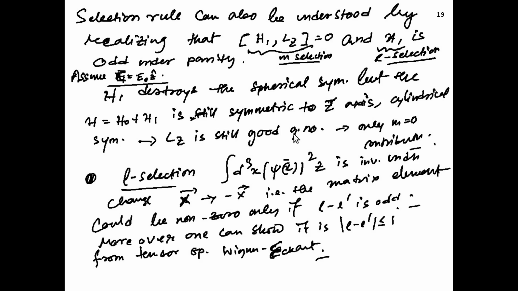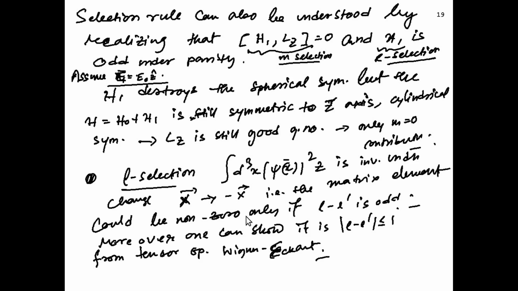So you get this contribution, and the L selection comes from simply observing that if I go back to Cartesian coordinates instead of spherical coordinates, without using the spherical harmonics, I can write the contribution of this term in this form. Note that this must be invariant under x to minus x, the parity transformation. So the matrix elements could be non-zero only if L minus L prime is odd.